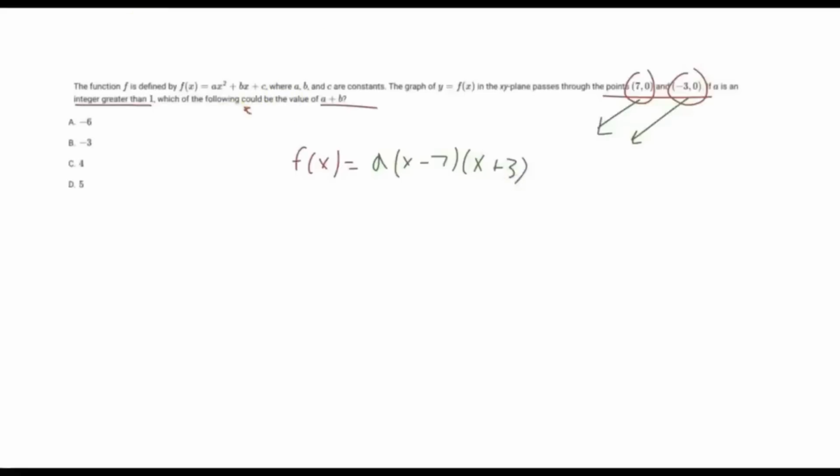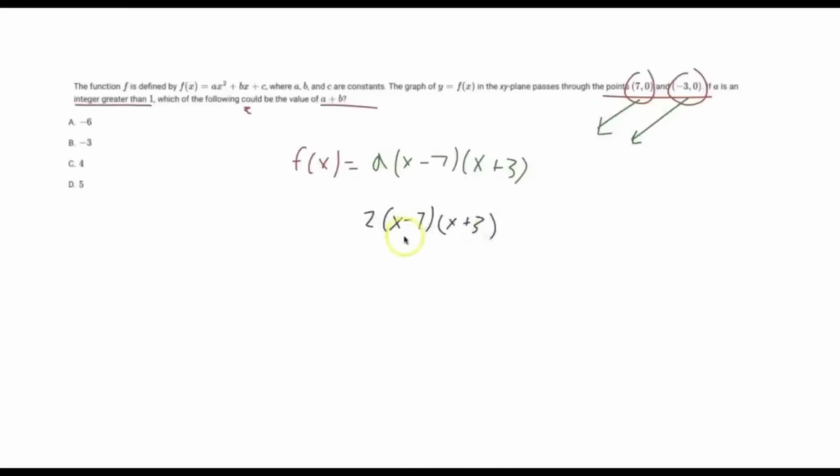Right, that's interesting. But now to actually expand this out and get a value for b, what you might realize here is that we need to actually have a value for a. So it says a is an integer greater than 1. Well, what's an integer that's right above 1? Well, 2. So let's just have a value of 2 for a. So then we have 2 times x minus 7, and then x plus 3.